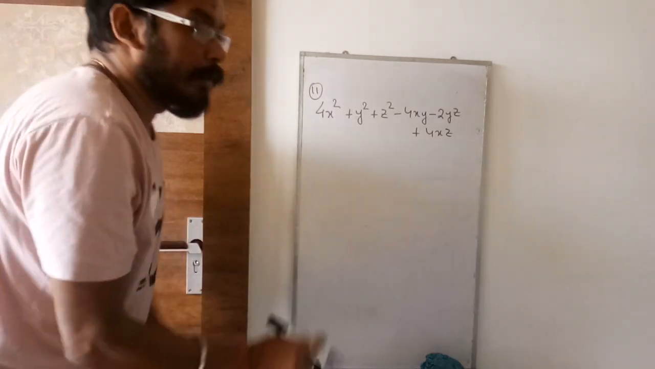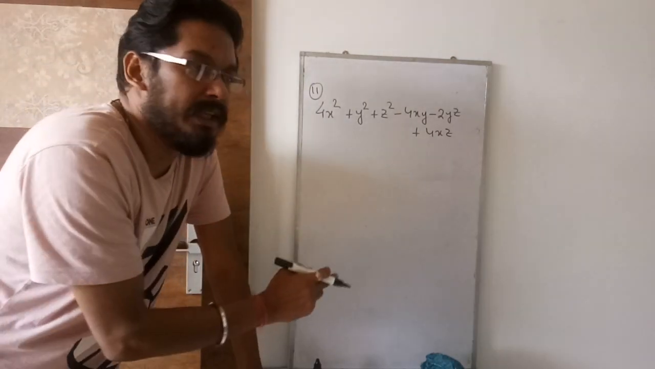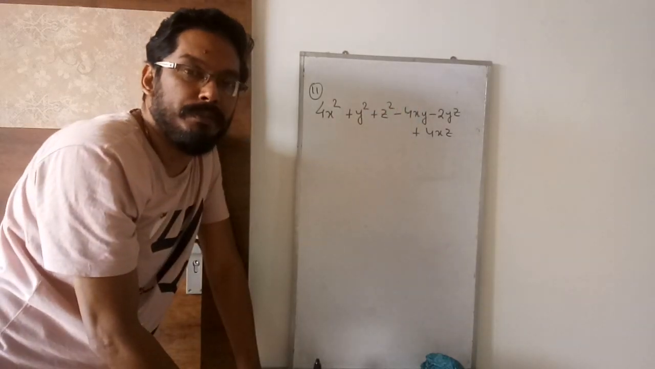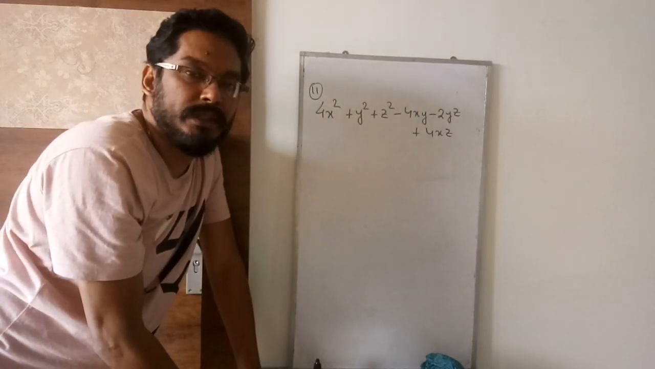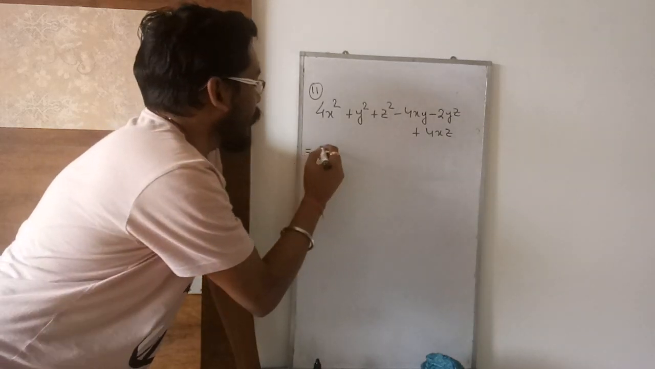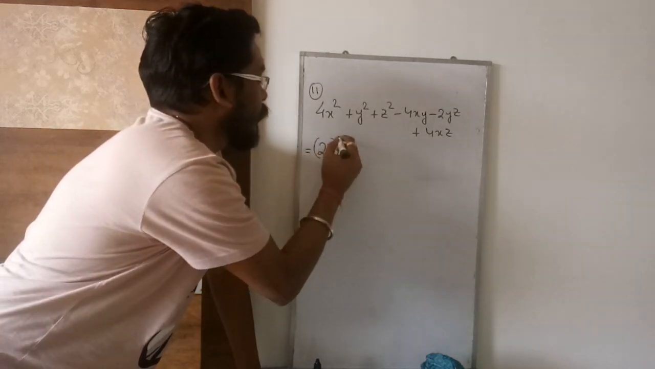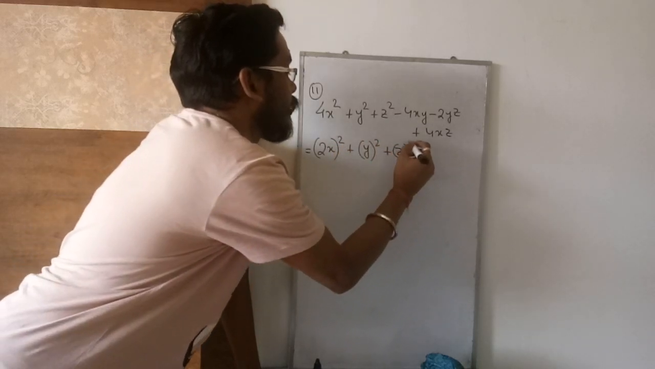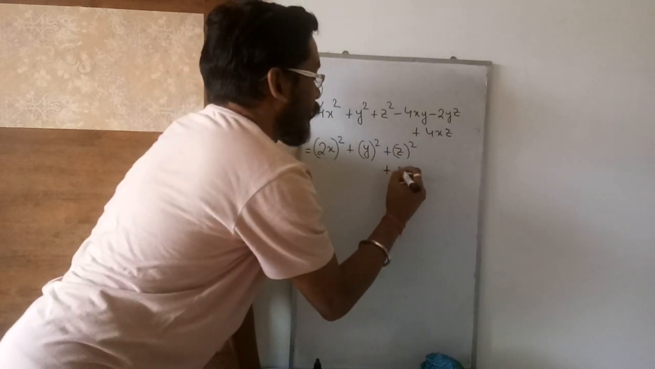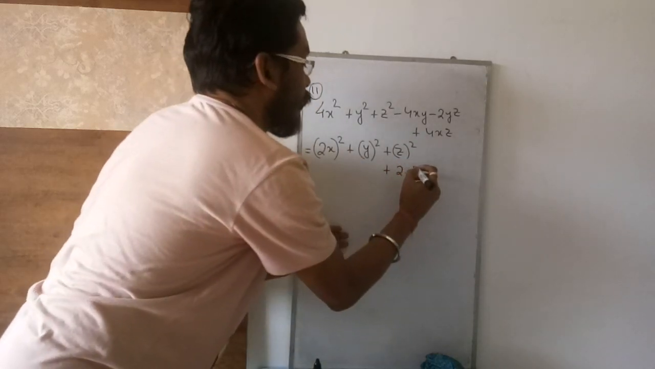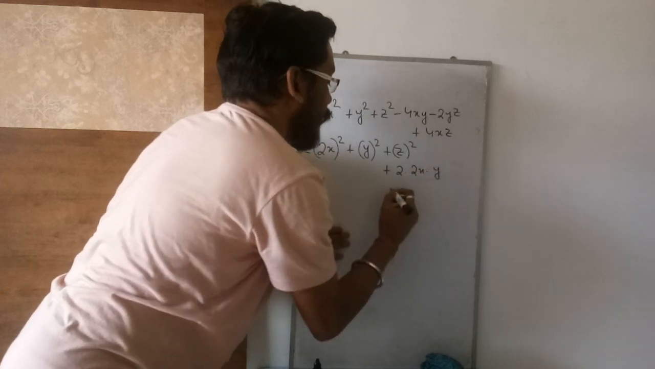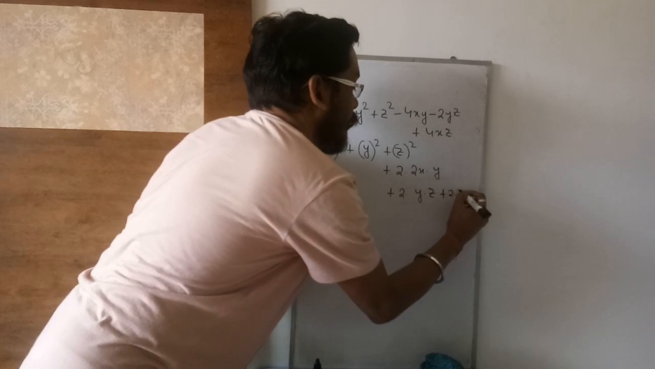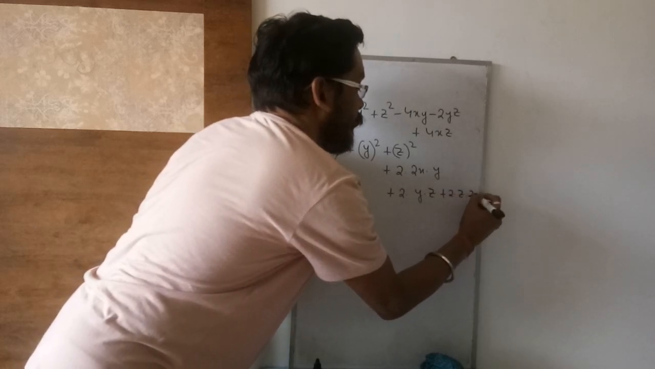So if you have by heart the formulas thoroughly, you can easily understand it is in the form a square plus b square plus c square plus 2ab plus 2bc plus 2ca, which we write as a plus b plus c whole square. So 4x square you can write as 2x whole square, y as y square, z as z square. After that you just write plus 2ab plus 2bc plus 2ca.